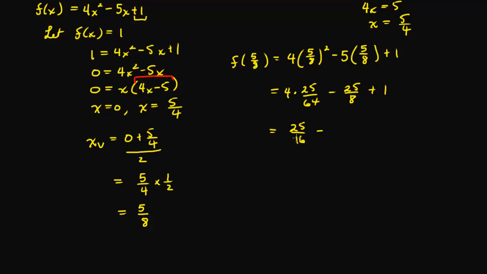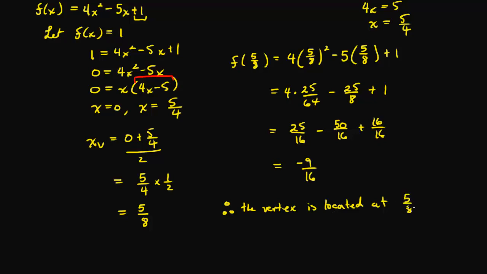In the same step, I can rewrite these all with a common denominator. I can rewrite negative 25/8 as minus 50/16, and plus 16/16. So I've got 25/16 minus 50/16, which gives me negative 25/16. Negative 25/16 plus 16/16 is going to give me negative 9/16. Remember that this is the y value of my vertex. So therefore, the vertex is located at (5/8, −9/16). And we've solved for the vertex. So that concludes this video, and we'll see you in the next lesson.